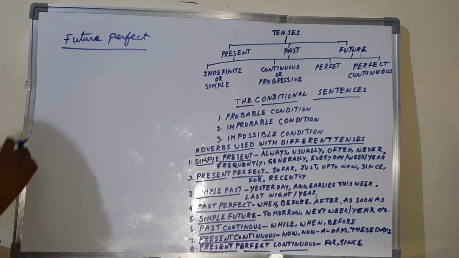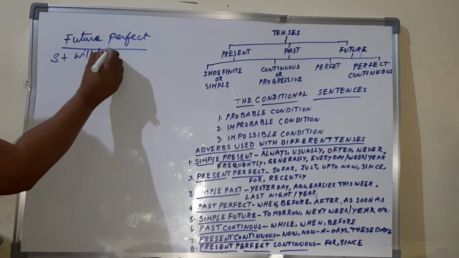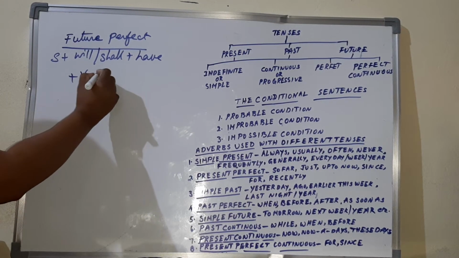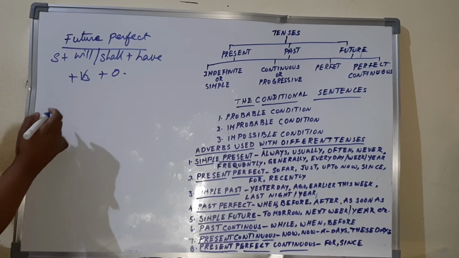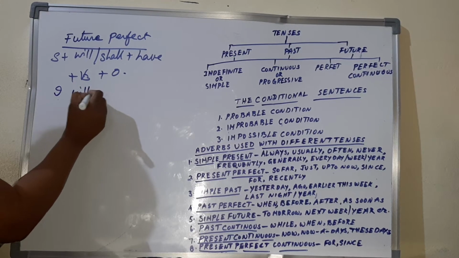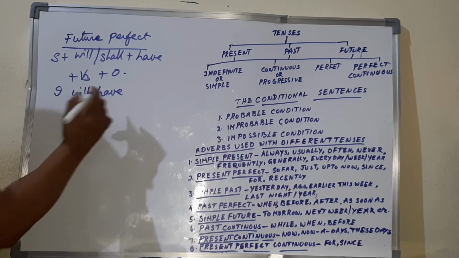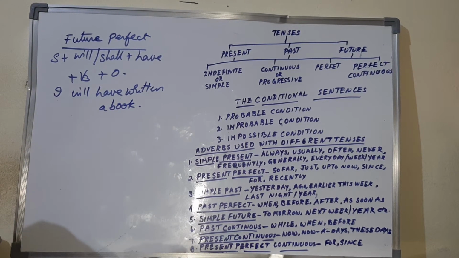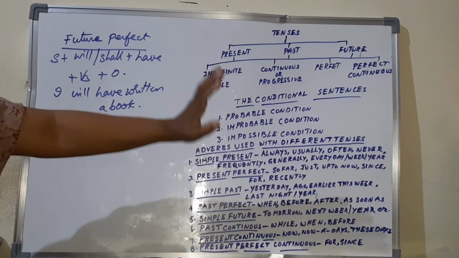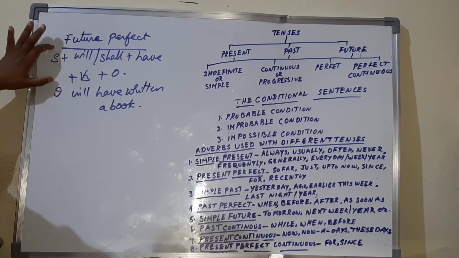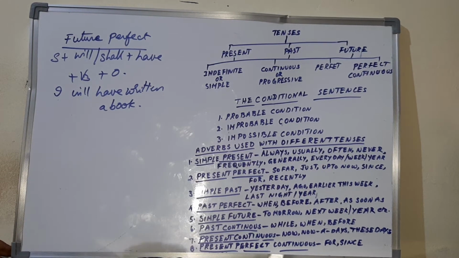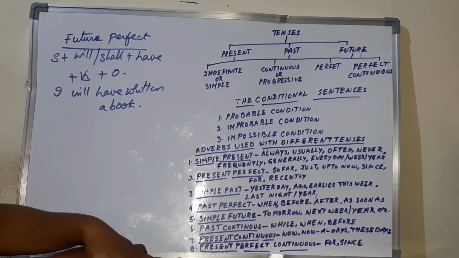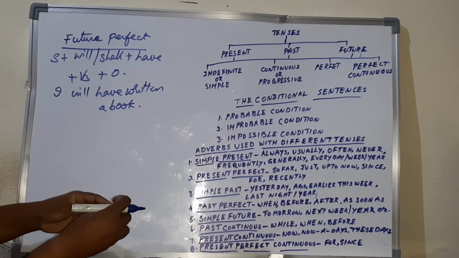What is the structure of future perfect? Subject, will or shall, and have, then the past participle form of the verb and object. Yes, I will have written a book. In the future, what we will definitely have done, for that we use future perfect tense. Out of 12 tenses, 10 tenses we usually use in our written and spoken communication.